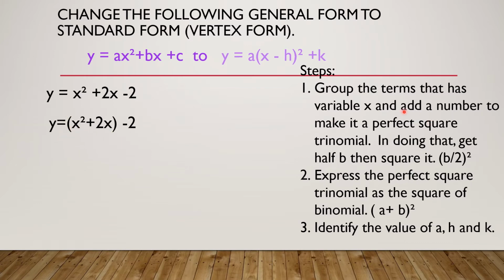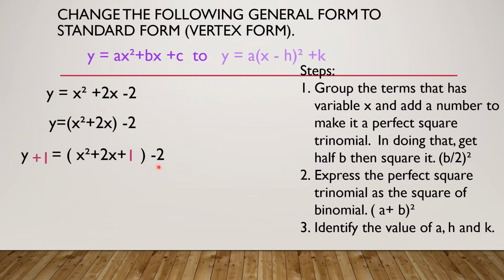And then next is add a number to make it a perfect square trinomial. So what number I'm going to add here is simply half of b. The value of b is 2. Half of this is 1. And then square it. 1 times 1, or 1 squared, is 1. Now, to make the equation balanced, you need to add 1 also on the other side.